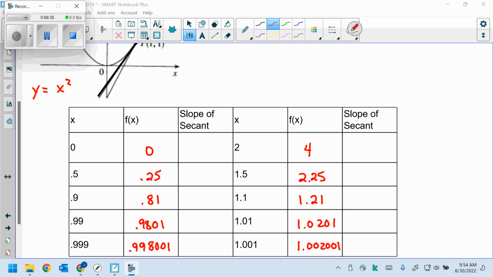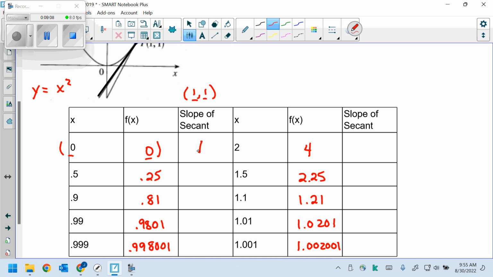Now what we're going to do is find the slope of the secant. We're going to find the slope between the point 0, 0 and point P, which is the point 1, 1. P is always the point 1, 1. So if I find the slope between 0, 0 and 1, 1, I take y2 minus y1 over x2 minus x1, and I get 1.